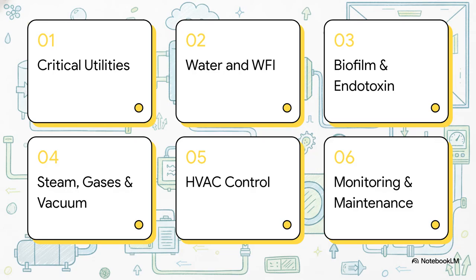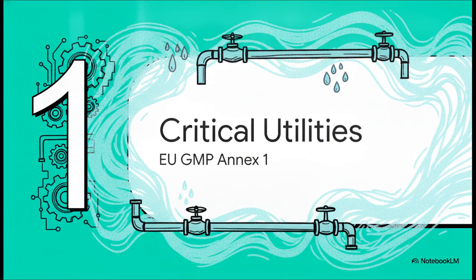Here is our agenda for today. We'll be moving through 6 key areas: critical utilities, water and WFI, biofilm and endotoxin, steam, gases and vacuum, HVAC, contamination control, and finally, monitoring and maintenance. Kicking things off with Section 1, Critical Utilities and Annex 1.